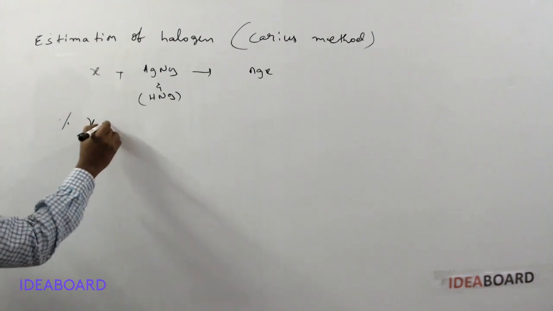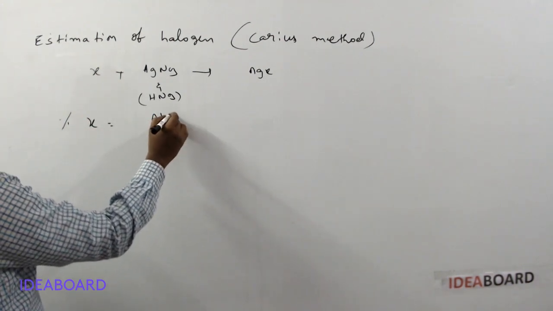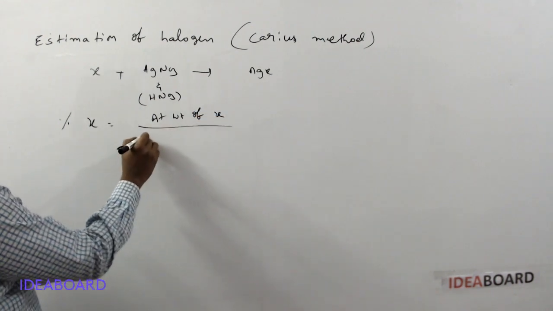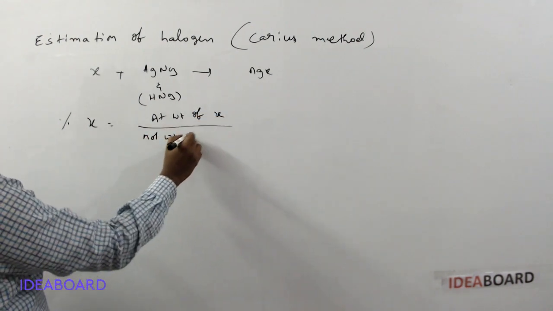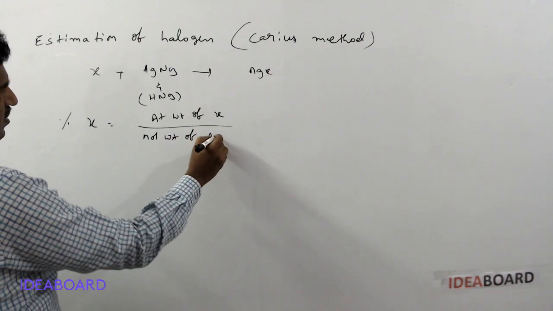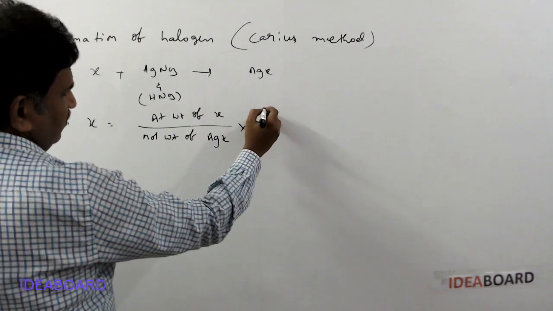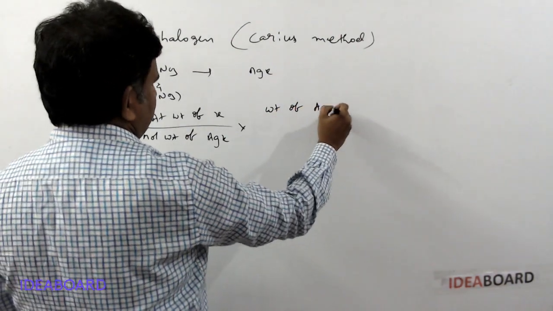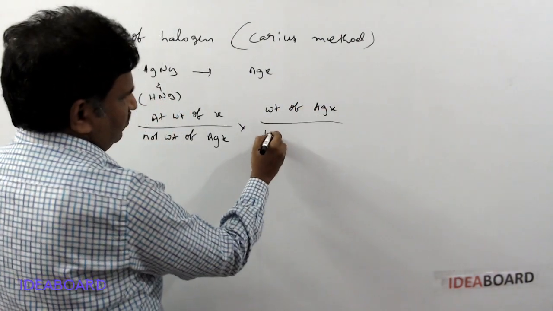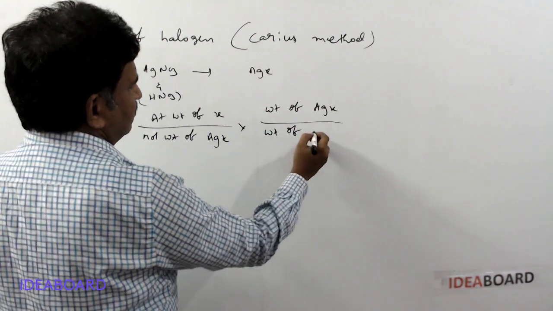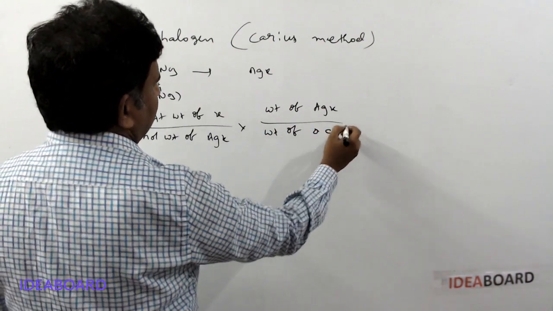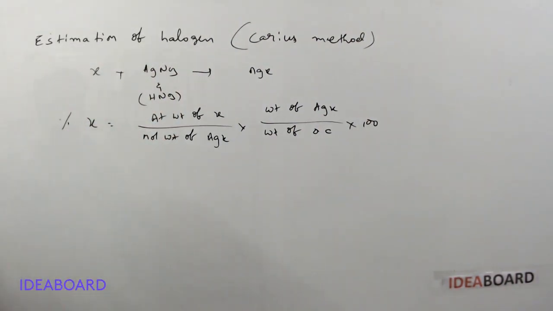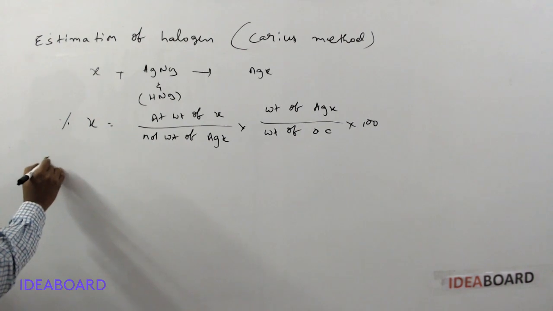Then percentage of halogen is equal to atomic weight of halogen by molecular weight of AgX into weight of AgX which is released in this process, by weight of organic compound, into 100. That is for the halogen estimation.